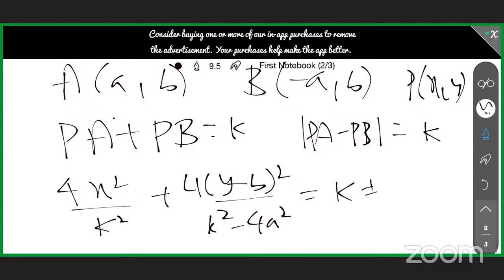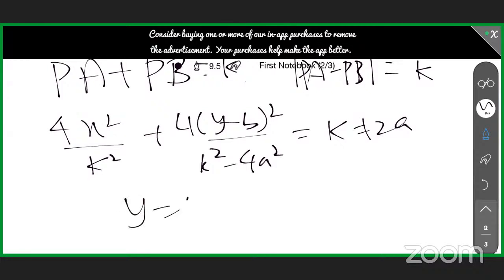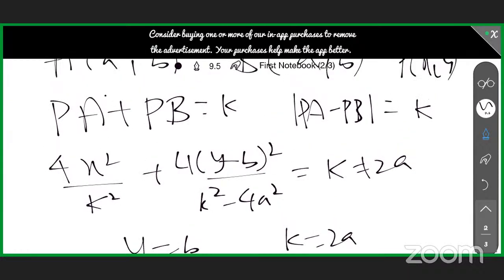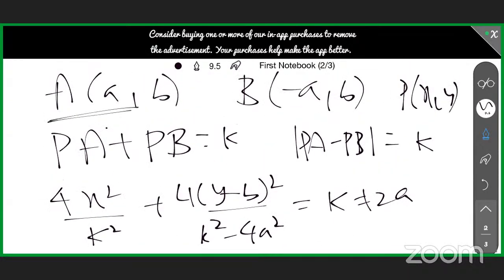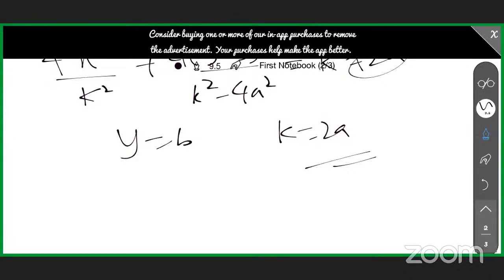When k is not equal to 2a, and the same equation will become y is equal to b when k is equal to 2a. That is, listen carefully, all these conditions should be satisfied. The point has to be (a, b) and (-a, b), and either this condition has to be satisfied or this condition has to be satisfied. For k not equal to 2a, we use this formula. When k is equal to 2a, we use this formula.